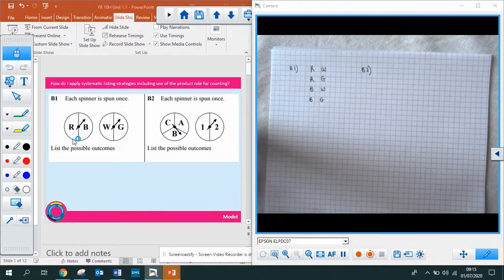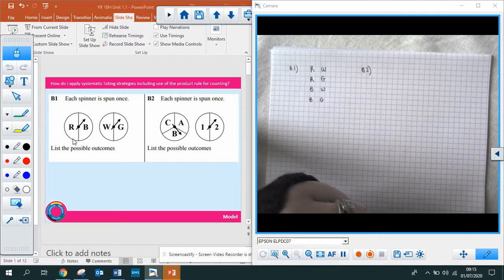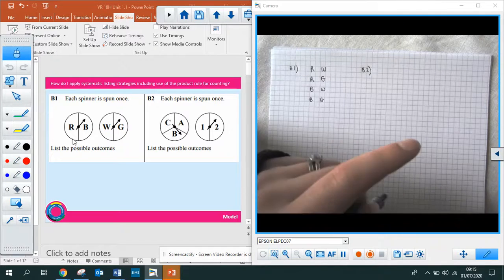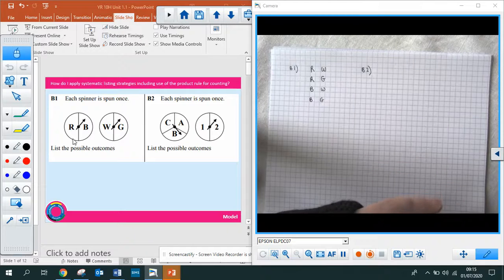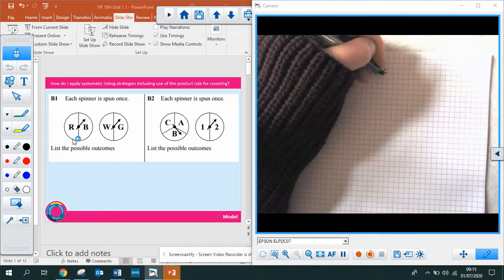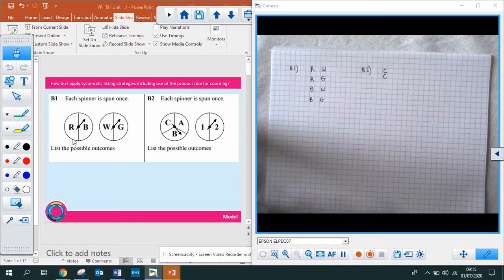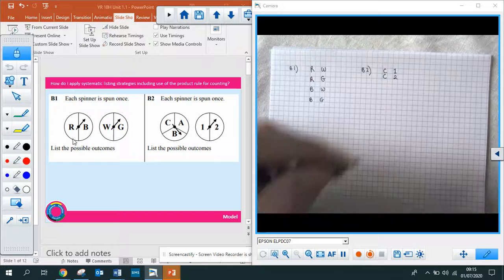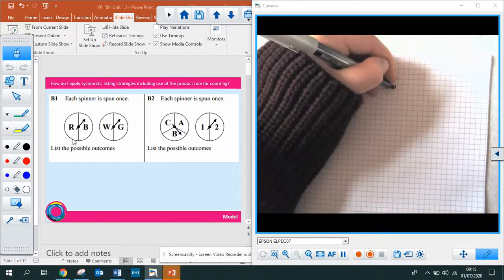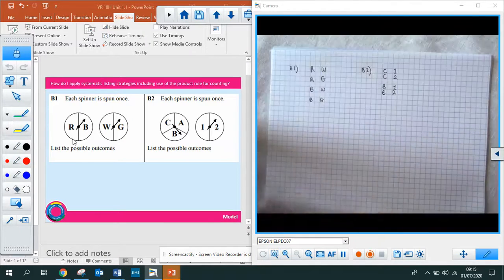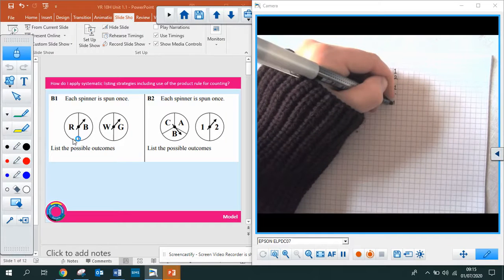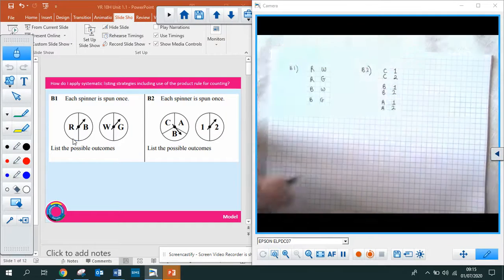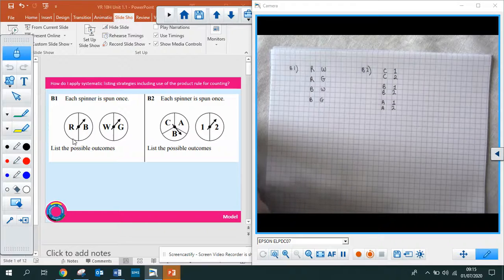Now, I've got 3 options on my first spinner and 2 on my second. So I know with each of my possible outcomes on the first spinner, there are 2 outcomes on the second. So with C, I'm going to have 2 possible outcomes. It's either going to be C and 1 or C and 2. And that goes the same with the other letters. It's either going to be B and 1 or B and 2, or it's going to be A and 1 and A and 2. Okay, and they're all my possible outcomes there.